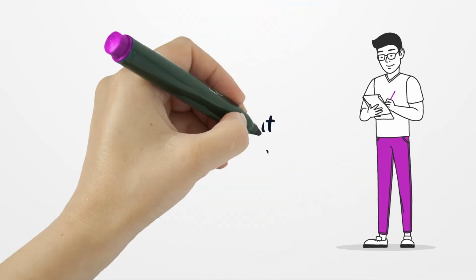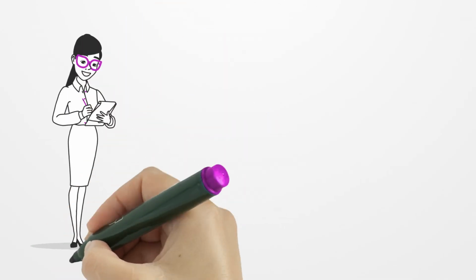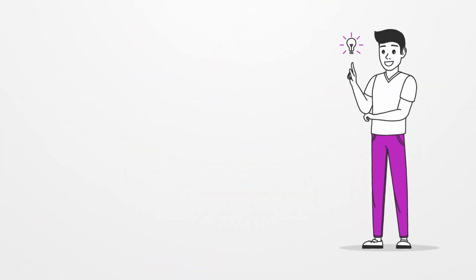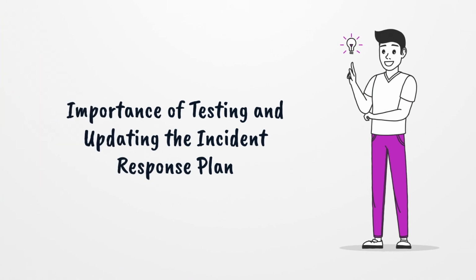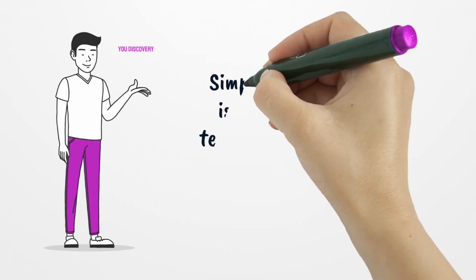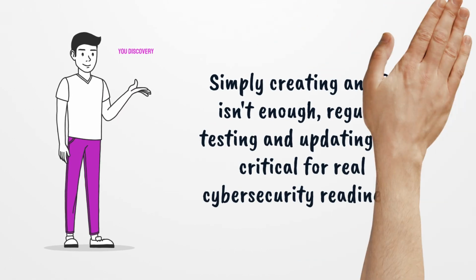6. Lessons learned. Conduct a post-incident review or after-action report. Analyze what went well, what failed, and what needs improvement. Update documentation and policies based on findings. Importance of testing and updating the incident response plan. Simply creating an IRP isn't enough, regular testing and updating are critical for real cybersecurity readiness.